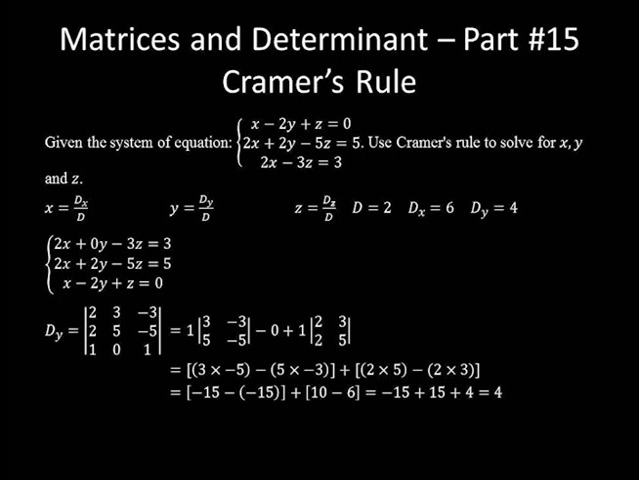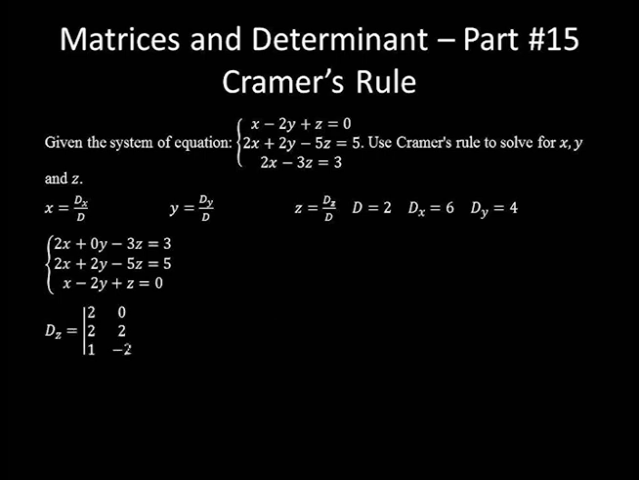To solve for d sub z, again, let's take the coefficient matrix and replace the coefficients of z by the elements of the constant column vector. Let's use row 1 elements as the coefficients of the 2 by 2 matrices we are going to form and assign their signs as positive, negative, and positive. So the determinant of the matrix is equal to 2 times the determinant of the first 2 by 2 matrix minus 0 plus 3 times the determinant of this third 2 by 2 matrix.